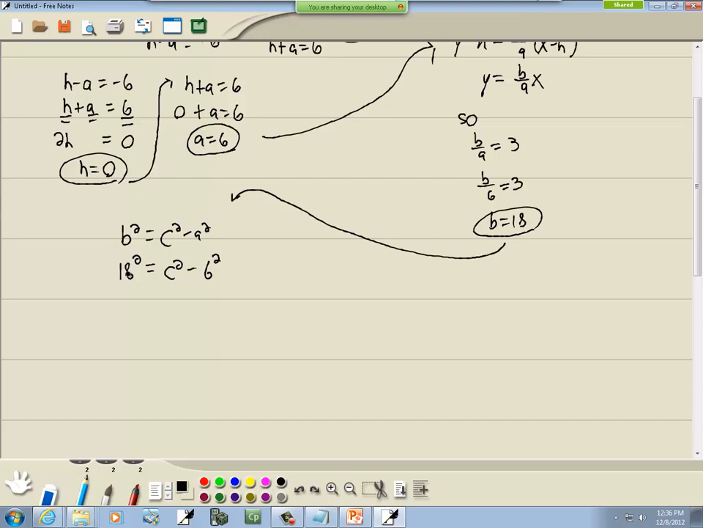Get my calculator here. 18 squared is 324. So 324 is equal to c squared minus 6 squared, which is 36. Take 36 over, and it becomes a positive 36.